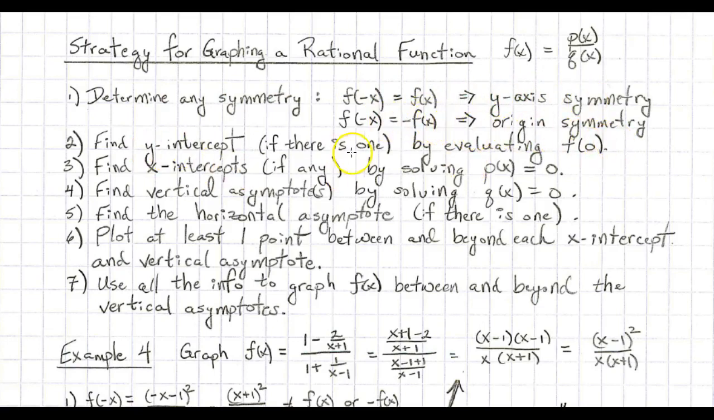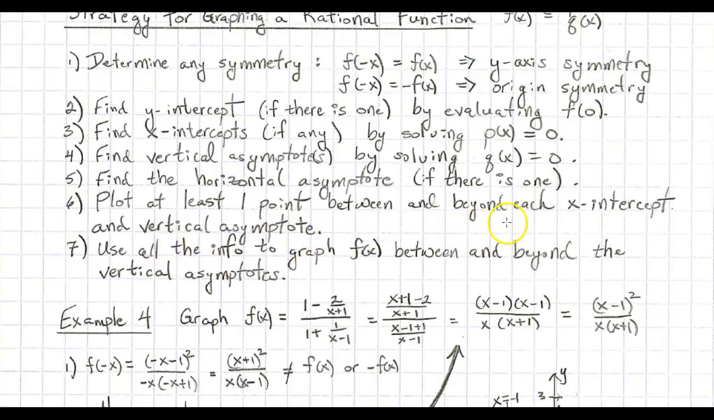Find the y-intercept by evaluating f of 0, right? When x is 0, that gives you the y-intercept. Find the x-intercepts by setting the function equal to 0, which really means just set the numerator equal to 0. Find vertical asymptotes, we know right now, by setting the denominator equal to 0, making sure that it's also not where the numerator is equal to 0. Find the horizontal asymptote just by looking at the leading coefficients of the degrees if the degrees are the same. Plot at least one point beyond and between each x-intercept and vertical asymptote, and then use all that info to get the graph nicely sketched.